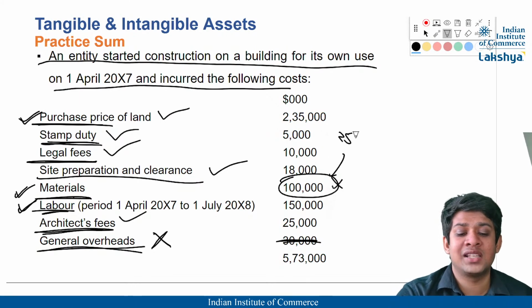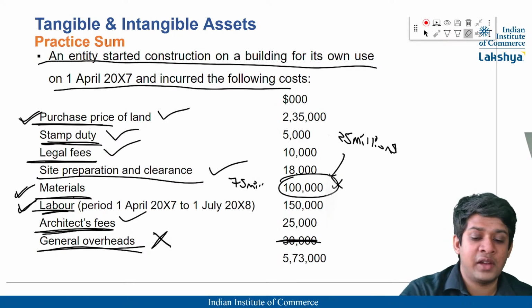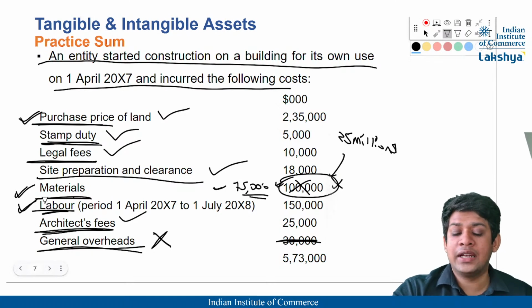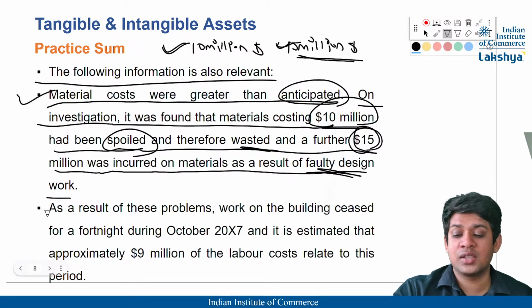So 25 million, that is 10 million plus 15 million, will be removed from this, so that only 75 million of materials will be capitalized, or you can say 75,000, since it is mentioned in thousands. Only 75,000 worth of materials will be capitalized, not 1 lakh. Okay. Then labor is 1,50,000, but let us look at the adjustment.